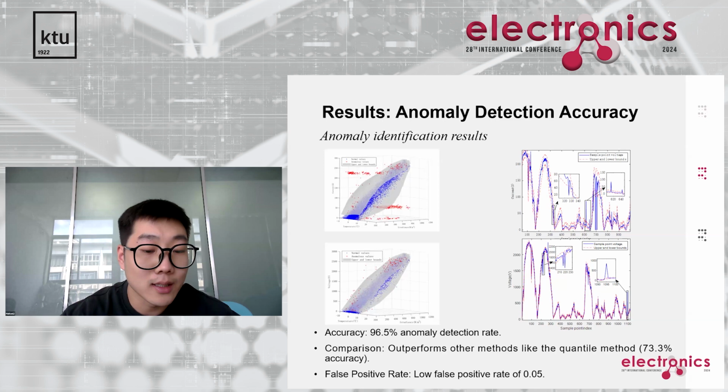Our method reached a detection accuracy of 96.5%, which is better than older methods like the quantile-based approach, which only got 73.3% accuracy. The plots show outliers in red and normal data in blue, with confidence intervals. Our method also had a low false positive rate of 0.05.